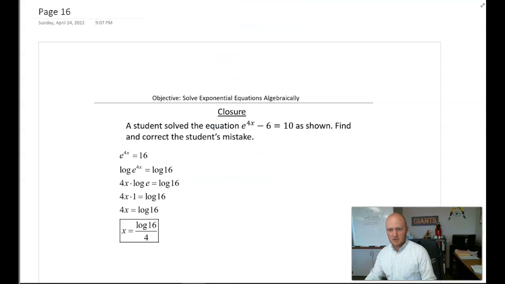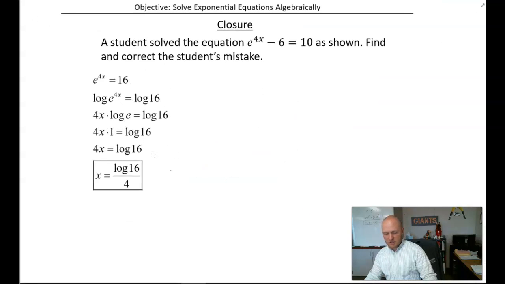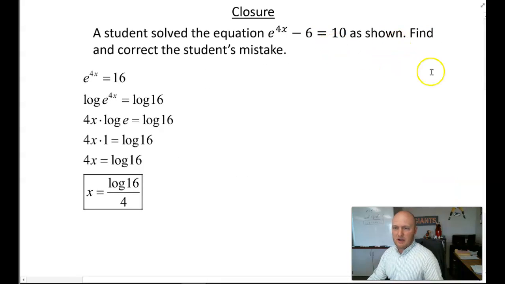All right. Here is the closure question. A student solved the equation e to the power of 4x minus 6 equals 10 as shown. What is the student's mistake? And then go ahead and correct the student's mistake.